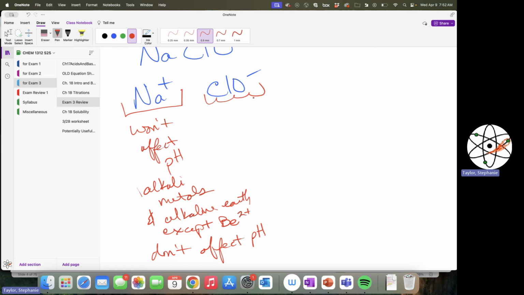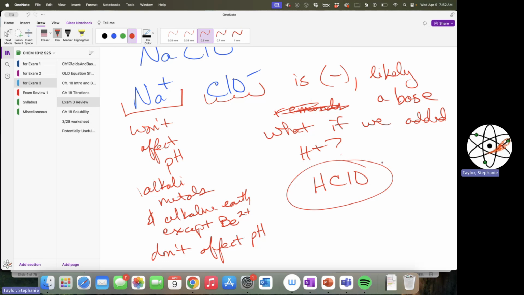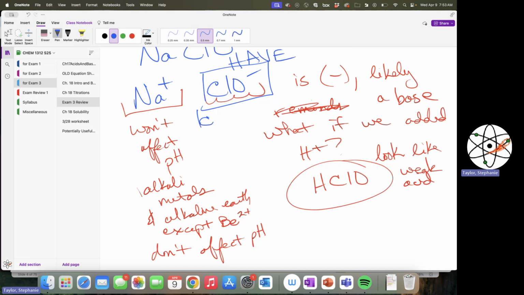So, this thing, it's negative. And in the problem, it's negative, so it's likely a base. So we're going to say, what if we added H plus? If we added H plus to this thing, it'd look like this. This then should look like a weak acid. So the thing that we actually have, which is the thing in blue, we have this. So that is a base. It's a weak base. The thing I wrote in red down here would be its conjugate acid.